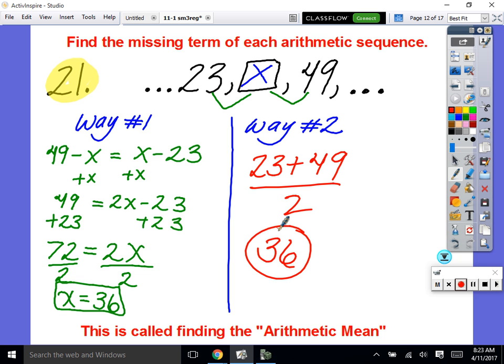This way might help with ones that get a little bit harder. So everybody, let's think about it this way too. So really, let's do way number 3. Isn't it true that we're going from 23 up to 49? How much is between that? You do 49 minus 23. We get 26, correct, everybody?